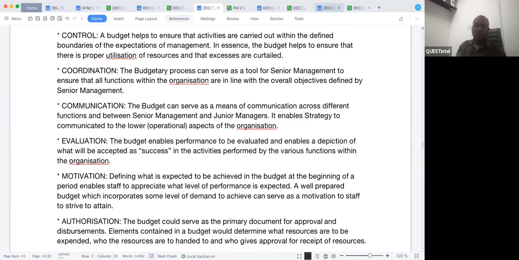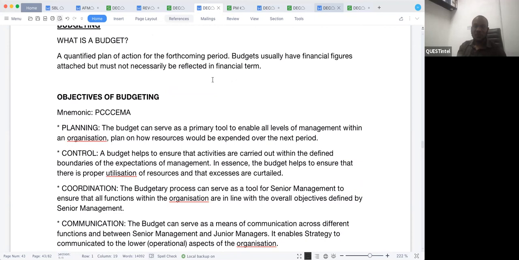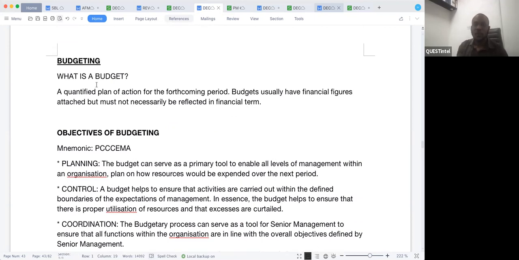All right, so basically, what we've just discussed, I'd like to go through it. I've not been doing that. So a budget is a quantified plan of action for the forthcoming period. Now, budgets usually have financial figures attached, but they must not necessarily be reflected in financial terms.